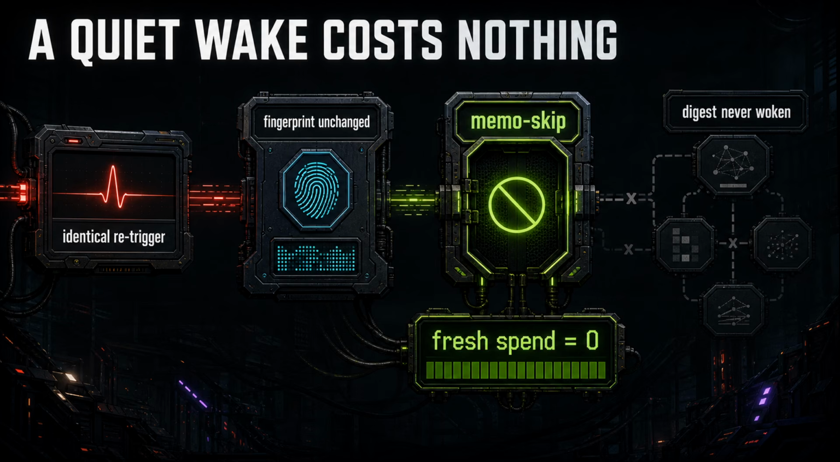From that cold start, now the interesting wake. An identical retrigger arrives. Same data, nothing actually changed. So walk me through what the gateway does. It recomputes its fingerprint, sees it did not move, and memo skips. It pushes no facet downstream, so nothing wakes. Wait, so the digest never even runs? Never even woken. Say you fire this thing every 5 minutes on a quiet afternoon. Fresh spend on each of those wakes is 0. The whole pass is a fingerprint comparison and a shrug. Oh, and that is the payoff of the entire idea right there. A scheduled wake on a stable world costs you nothing.